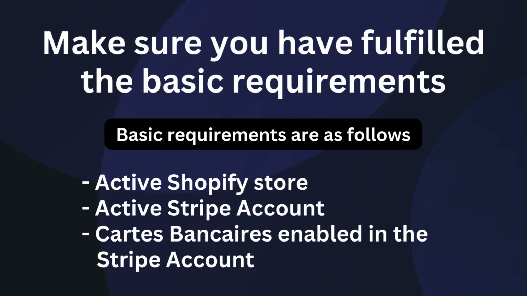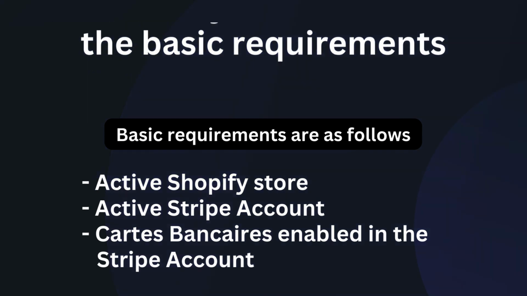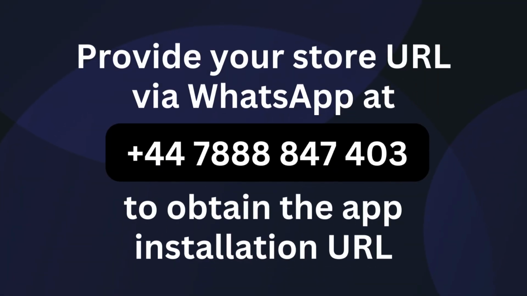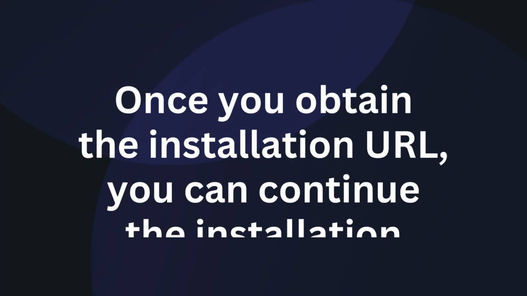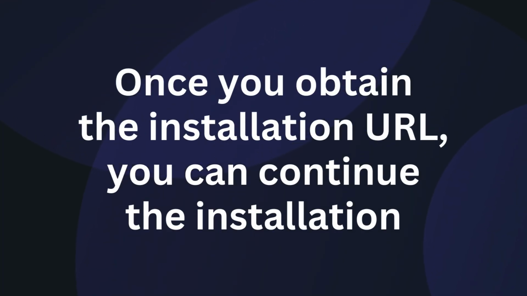Active Shopify store. Active Stripe account. Cates Bancares enabled in the Stripe account. Provide your store URL via WhatsApp to obtain the app installation URL. Once you obtain the installation URL, you can continue the installation.